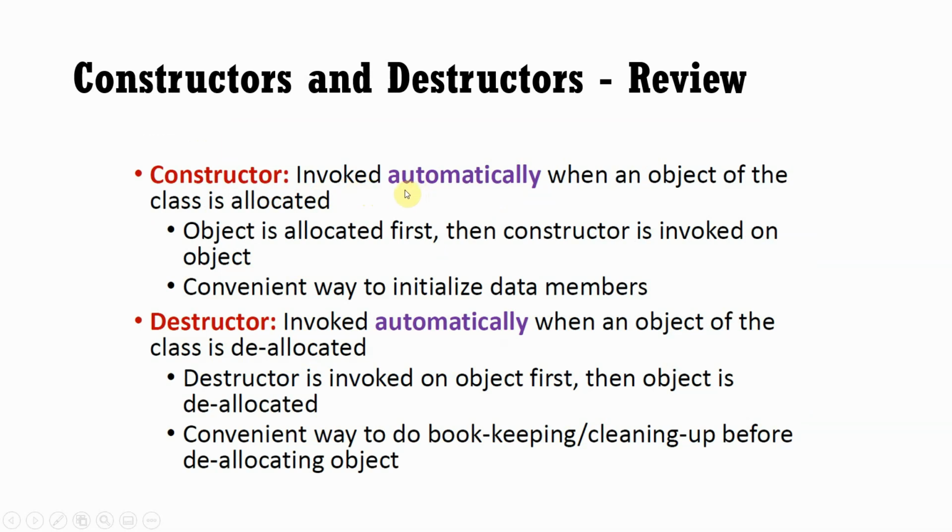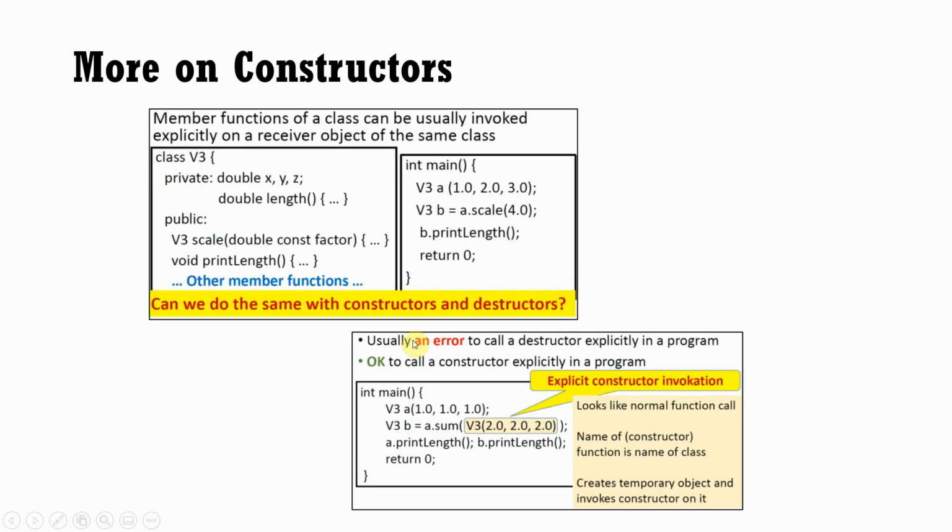Constructors are invoked or called automatically when an object of the class is instantiated or allocated. The object is allocated first, then the constructor is invoked on the object. It's a convenient way to initialize data members, so you can initialize member variables of an object in the constructor. The destructor is invoked automatically when an object of the class is deallocated. The destructor is invoked on the object first, and then the object is deallocated. It's a convenient way to do bookkeeping or cleaning up before deallocating objects.